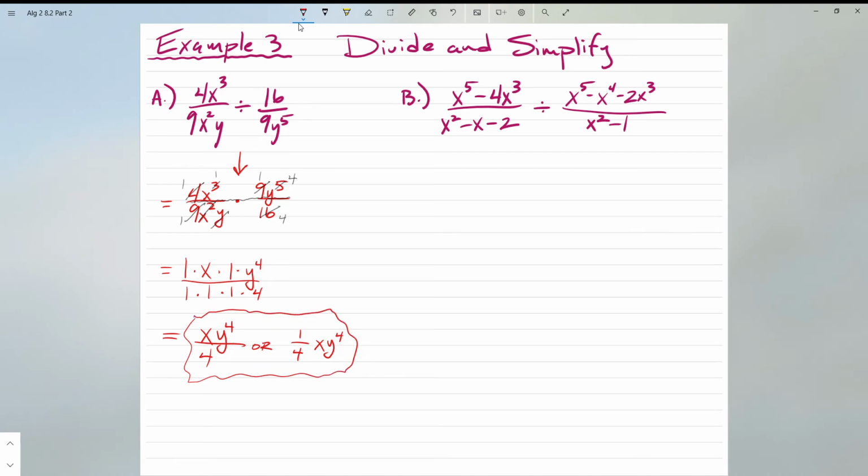Okay, here's division with factors, but exact same first step no matter what. With division, that's pretty much the one thing to remember: I'm going to keep the first fraction identical and change it to multiplication, flip the second one upside down.